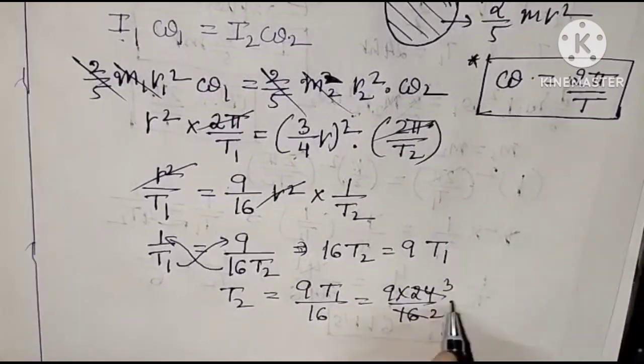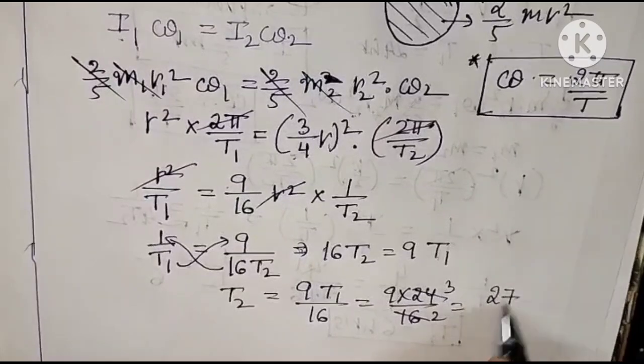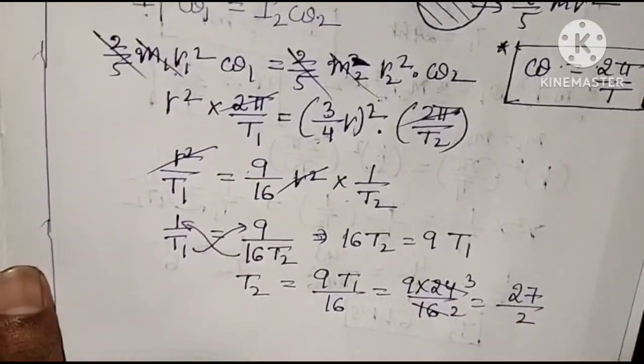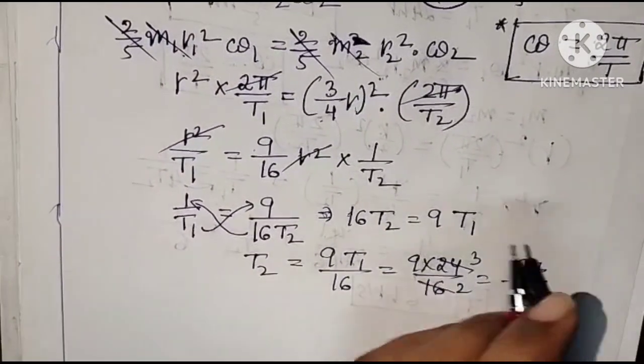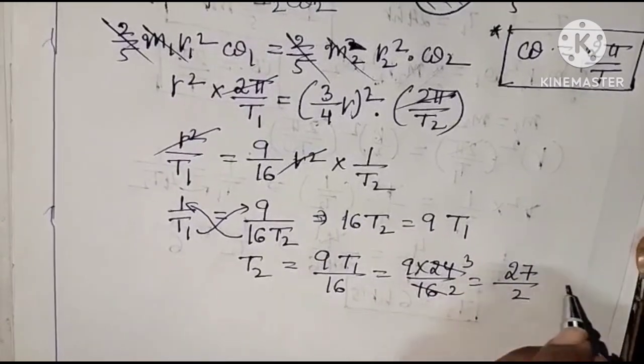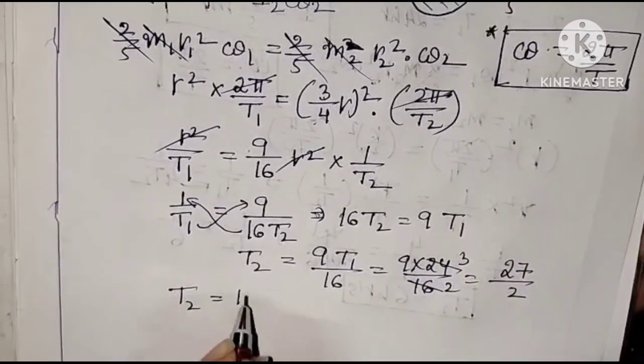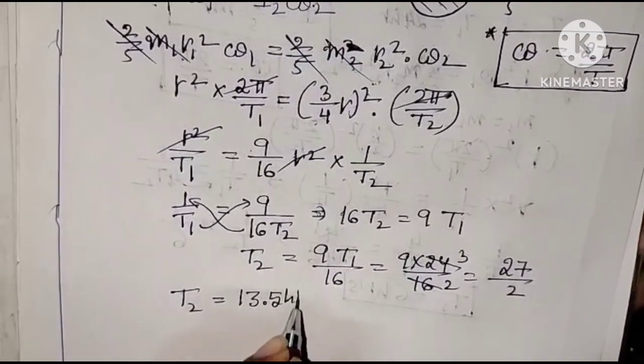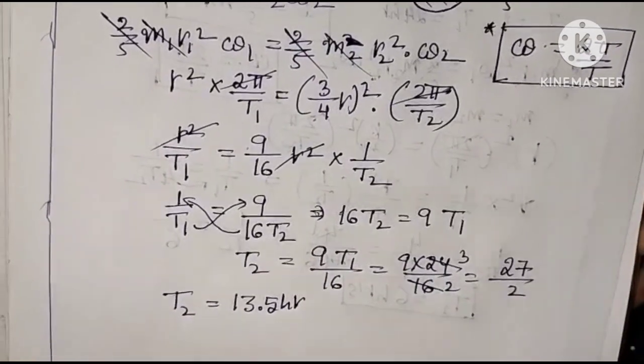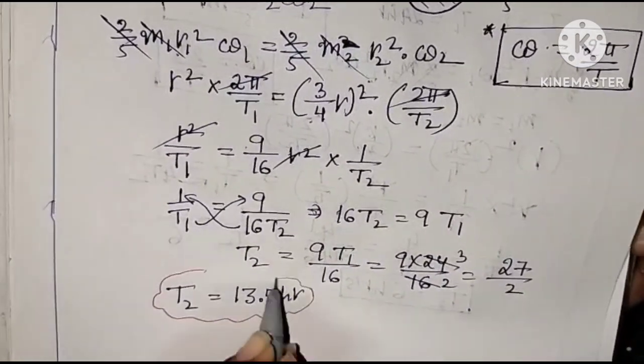8 2s are 16, 8 3s are 24, 9 3s are 27. So 27 by 2. If you simplify further, 27 by 2, how much? See, t2 is equal to 13.5 hours. So the new time duration will be 13.5 hours.